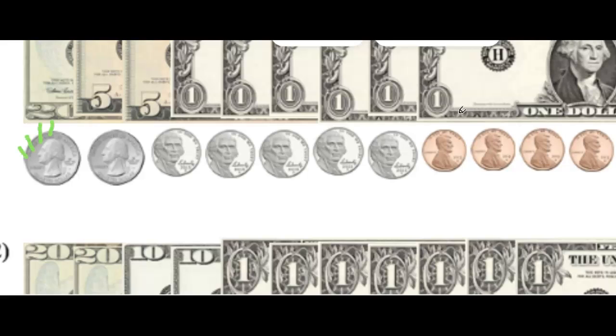1, 2, 3, 4, 5. Here's another quarter, 5 hairs. 1, 2, 3, 4, 5. Now, when I was looking at your work last week, a lot of people only put 4, so double check that you have 5 hairs.